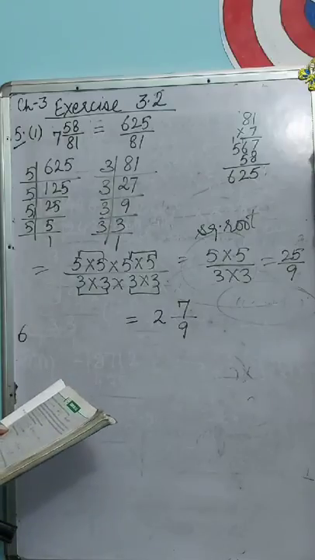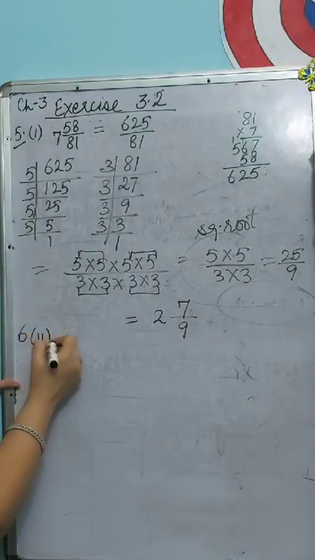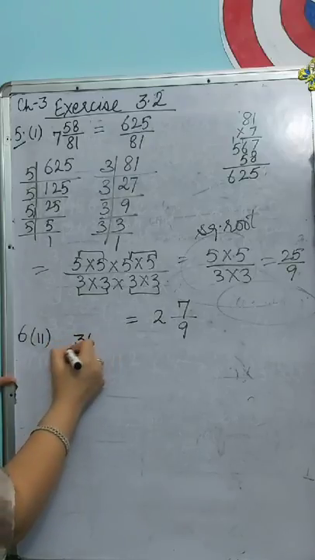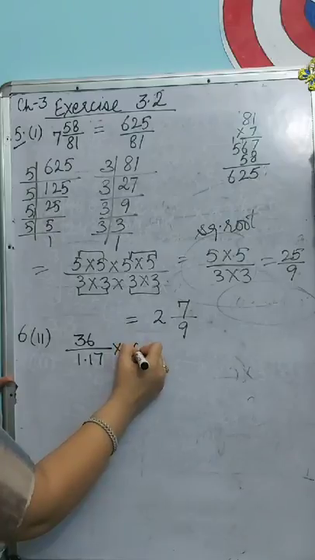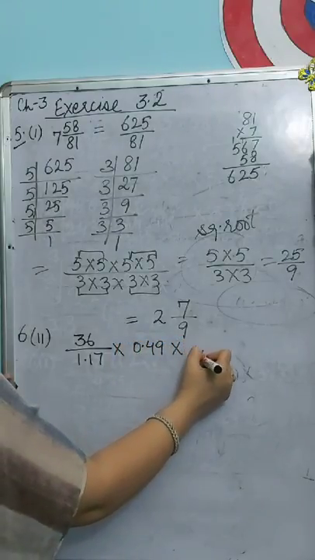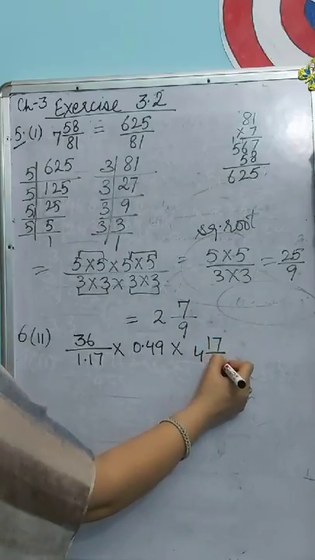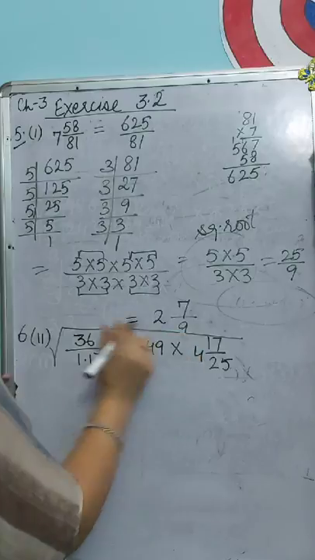First part is simple. Let us do the second one. It is 36 over 1.17 into 0.49 into 417 over 25 and the whole square root.